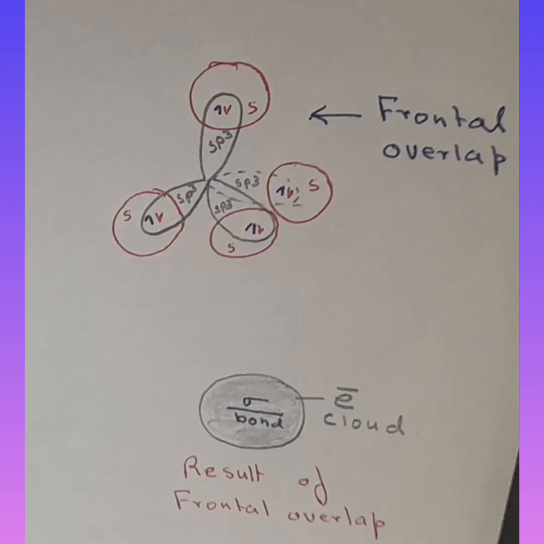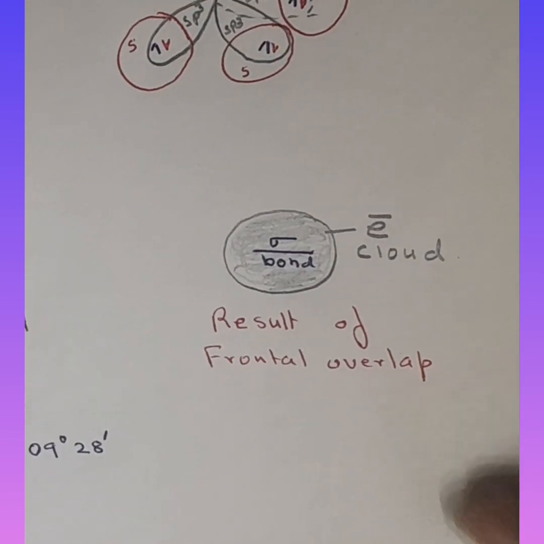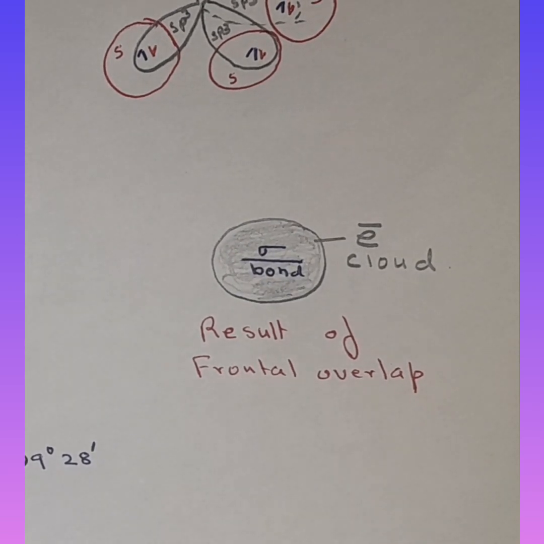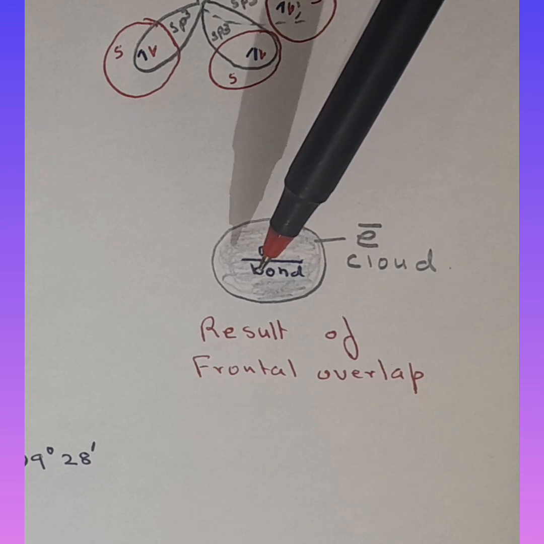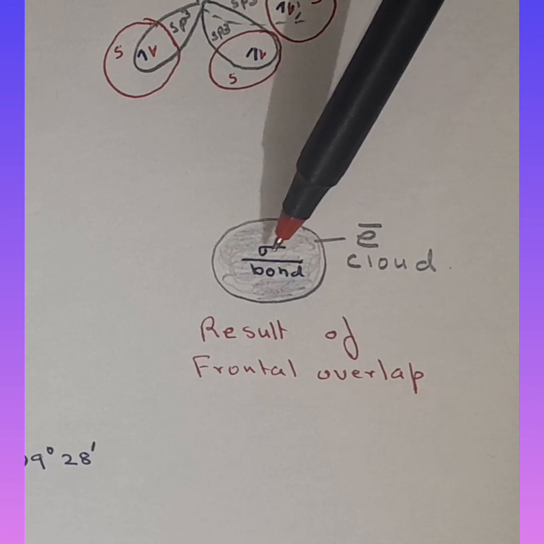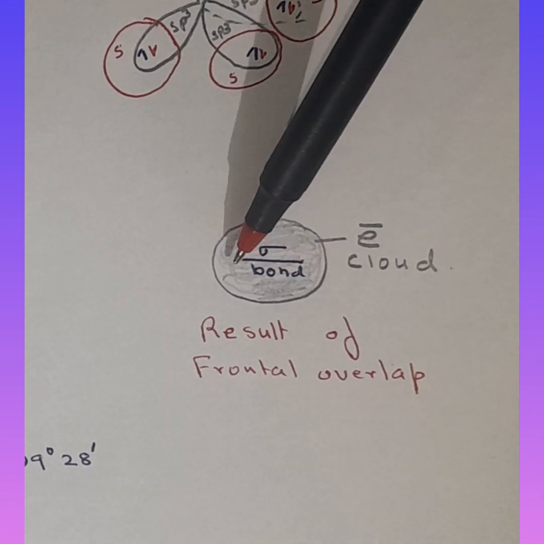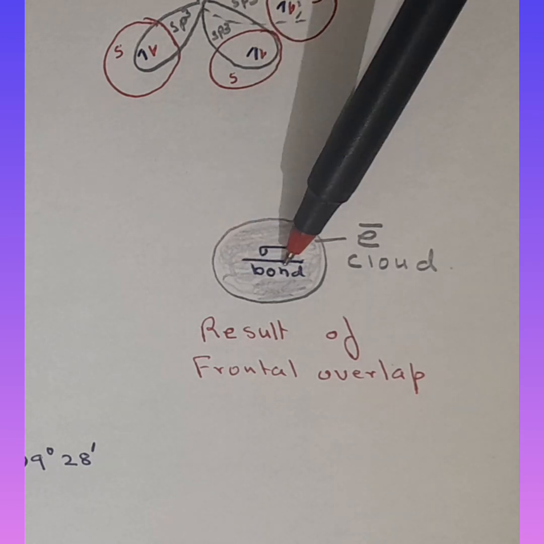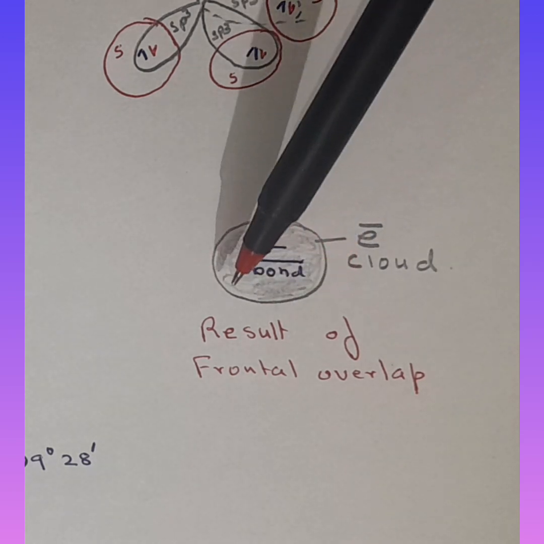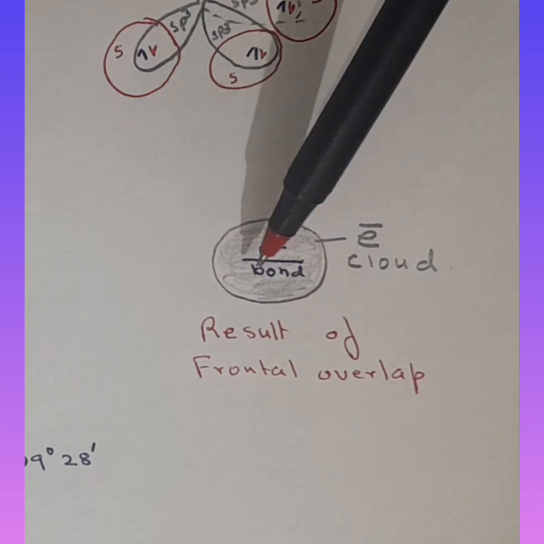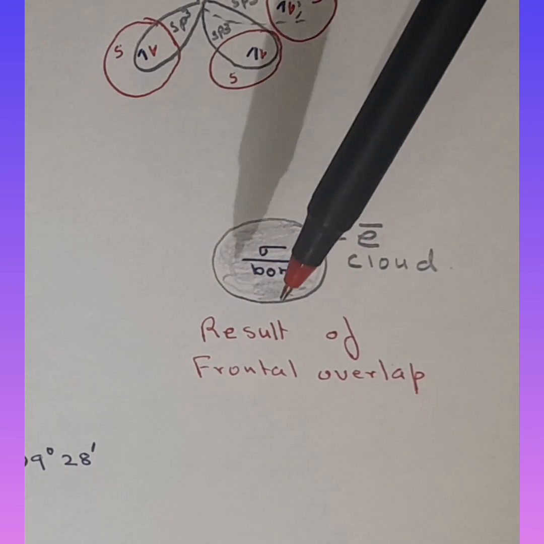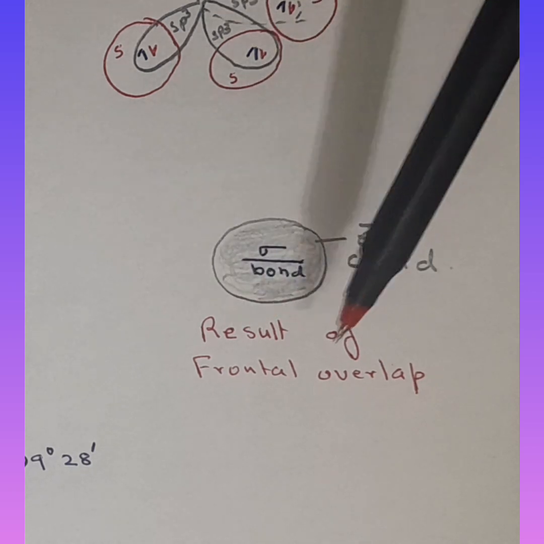Now why am I stressing frontal overlap? The reason being, whenever there is a frontal overlap, it forms a very strong bond called a sigma bond. Why strong? Because the bond is surrounded by electron cloud. There's all this electron cloud surrounding the sigma bond, so it's very strong. So this is the result of frontal overlap.